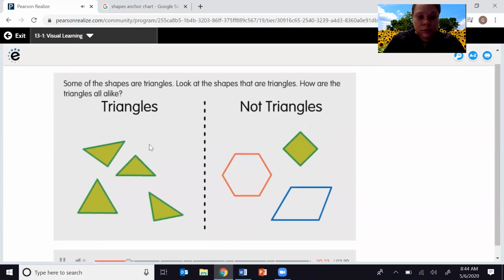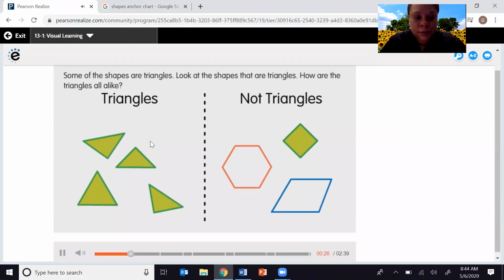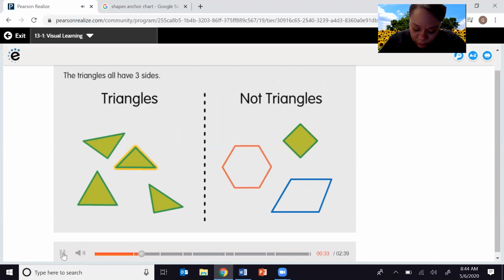The shapes are triangles. Look at the shapes that are triangles. How are the triangles all alike? So all of these shapes over here are triangles, and these are not triangles. But what do these triangles all have in common? Well, I noticed that they all have 1, 2, 3 sides, 1, 2, 3 vertices, and 1, 2, 3 angles. Triangles all have 3 sides. Triangles all have 3 vertices. All have 3 angles.